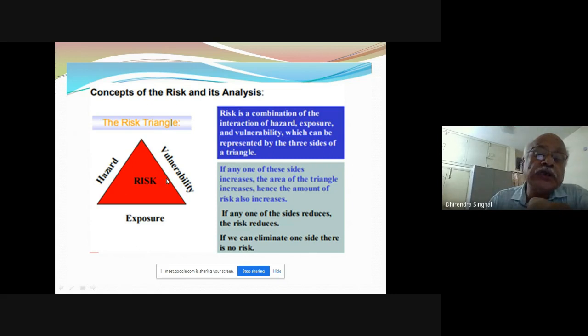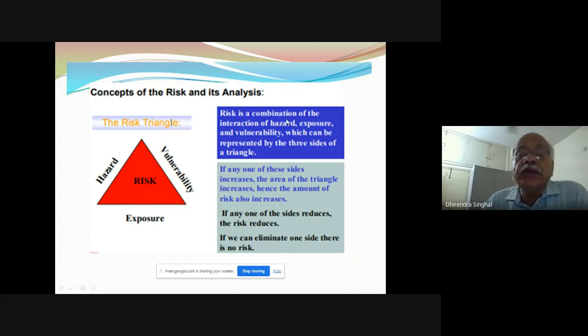Now you see about this triangle, if any one side becomes smaller, say vulnerability is less, for example, the population is less, or all the buildings are earthquake resistant, then this side will be less, that means the risk will be less. If an earthquake comes and the intensity is low, then this side will be less, that means the risk would be less.